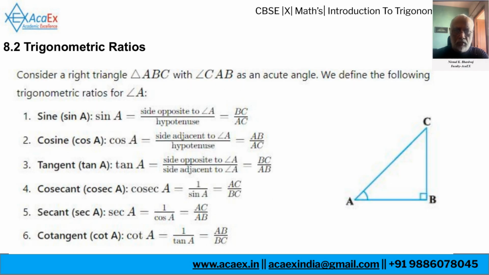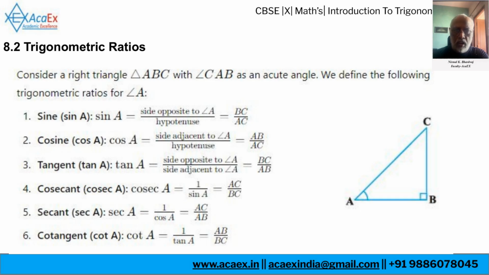Trigonometric ratios. In a right-angled triangle, we can define 6 trigonometric ratios for an acute angle, such as angle A. Sine of angle A, written as sin A, equals the length of the side opposite to angle A, divided by the length of the hypotenuse. Cosine of angle A, written as cos A, equals the length of the side adjacent to angle A, divided by the length of the hypotenuse. Tangent of angle A, written as tan A, equals the length of the side opposite to angle A, divided by the length of the side adjacent to angle A.